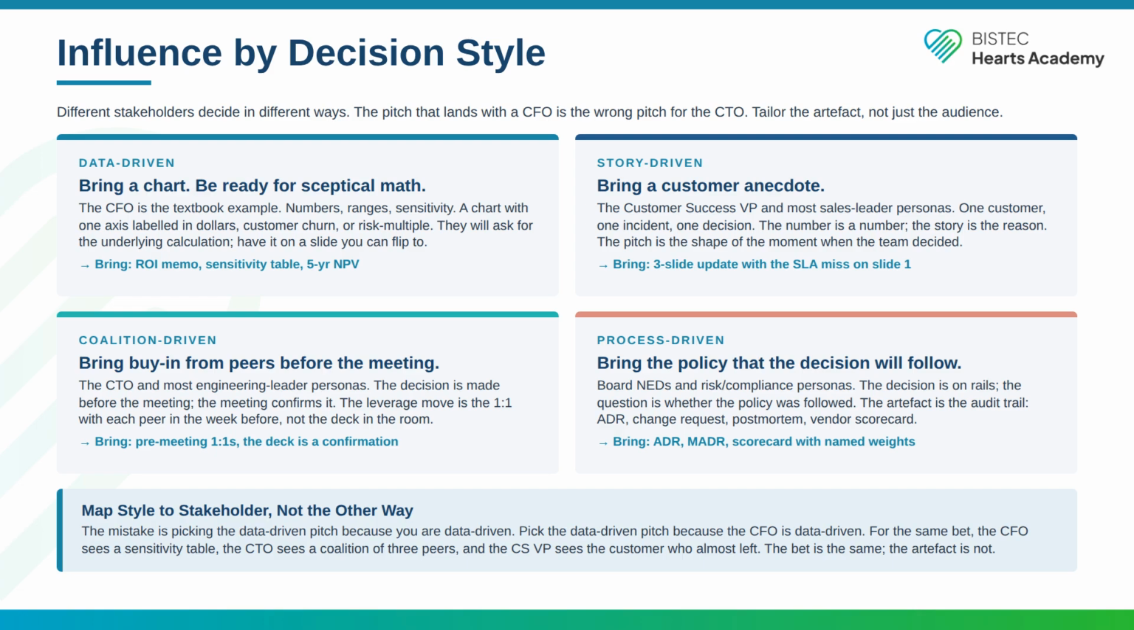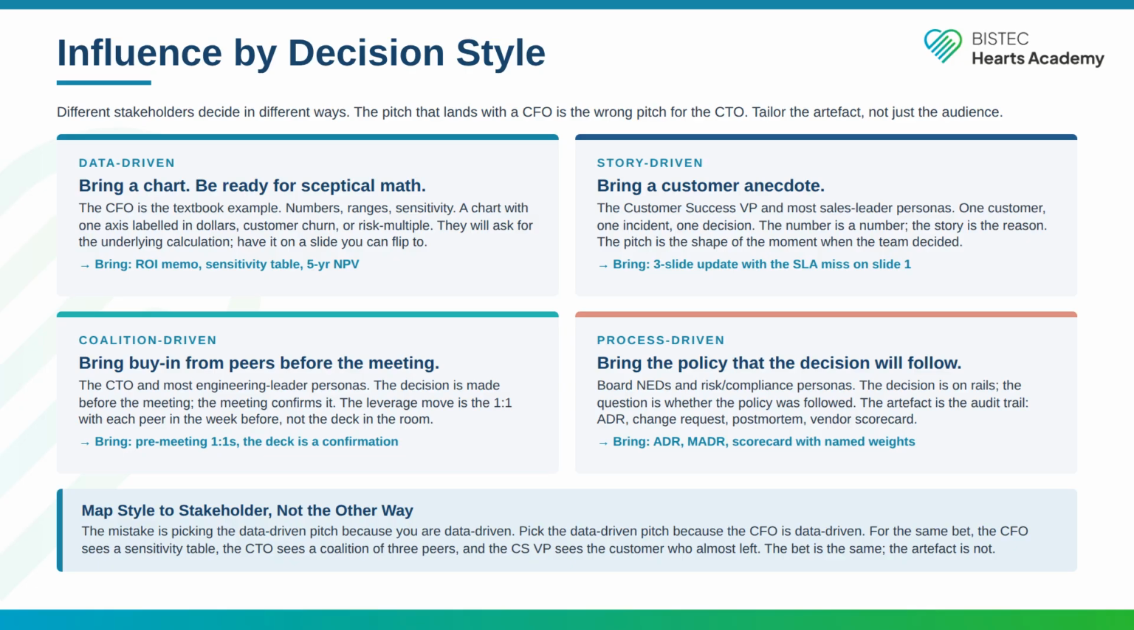Data-driven. The CFO is the textbook example. Bring a chart. Be ready for skeptical math. Numbers, ranges, sensitivity. A chart with 1 axis labeled in dollars, customer churn, or risk multiple. They will ask for the underlying calculation. Have it on a slide you can flip to. Bring ROI memo, sensitivity table, 5-year NPV.